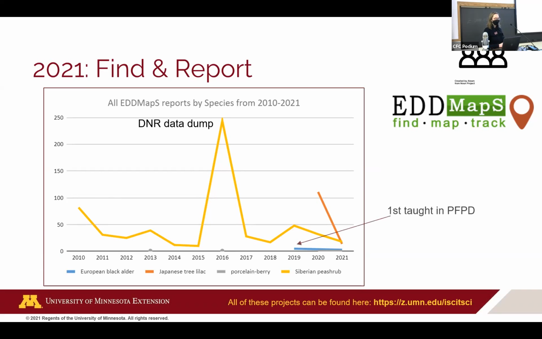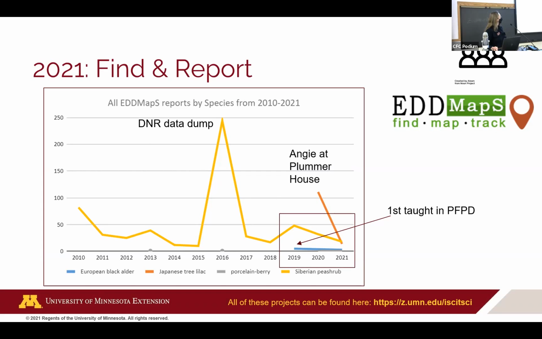Then this is the first time we ever taught the forest pest first detector, European black alder. And so I think it's a good reminder that once you teach people something, they don't just run out and forget it. They kind of tuck it away. And then when it feels like it might be pertinent, they kind of dust off those brain cells and think about it again. And then this is me at one site, Plummer House in Rochester. So that's a Japanese tree lilac report.